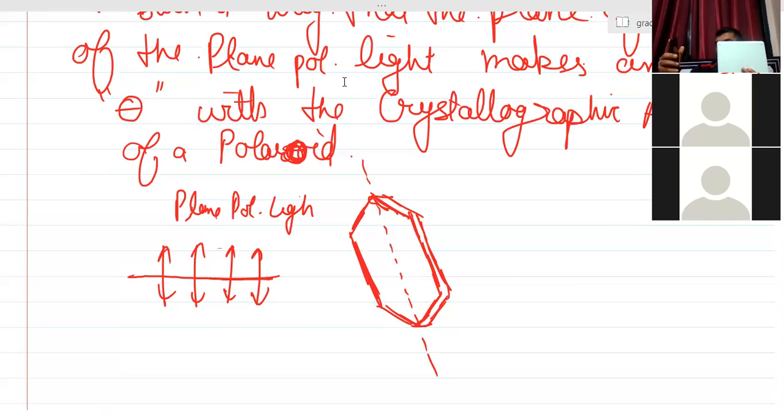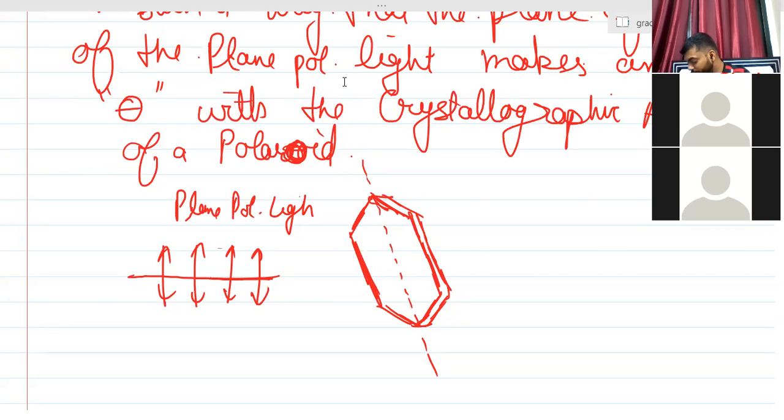Suppose I tilt this polaroid by a certain angle theta. Now can you see the plane is like this, and the crystallographic axis is a little bit tilted. You have to look from the front. Initially it is like this, now I'm doing it like this. Guys, understood?